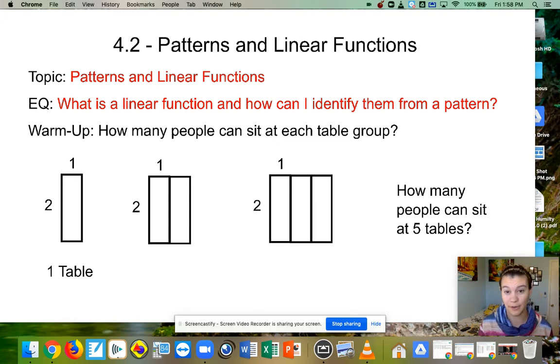All right, so today we're talking about patterns and linear functions. So what is a linear function and how can you identify them from a pattern? So the warm up here is look at this table and try and figure out how many people can sit at each one of these tables.